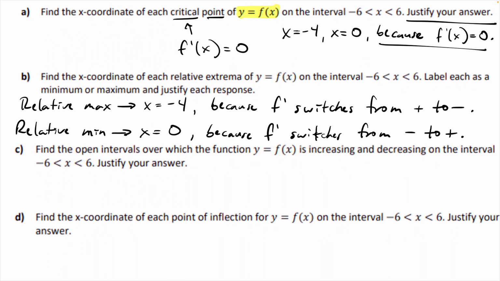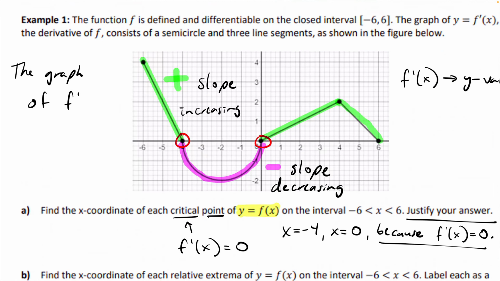So if you look at -4 and 0 on the graph, is there a change there? What's the change at -4 and 0 on the graph? It goes from positive to negative or negative to positive, right? There's that switch. That's the switch we're talking about. Okay?